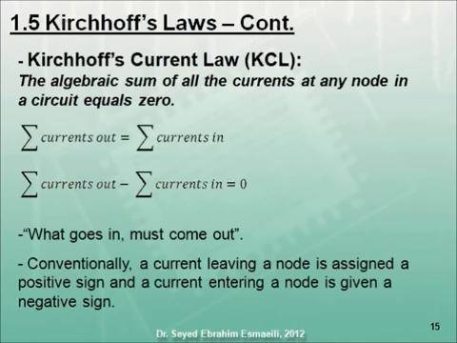Kirchhoff's current law, also known as KCL, states that the algebraic sum of all the currents at any node in a circuit equals 0. Kirchhoff's current law can be expressed mathematically as the summation of the currents leaving a node is equal to the summation of the currents entering that node, or the summation of the currents leaving a node minus the summation of the currents entering a node is equal to 0. In other words, what goes in must come out. Conventionally, a current leaving a node is assigned a positive sign, and a current entering a node is given a negative sign.